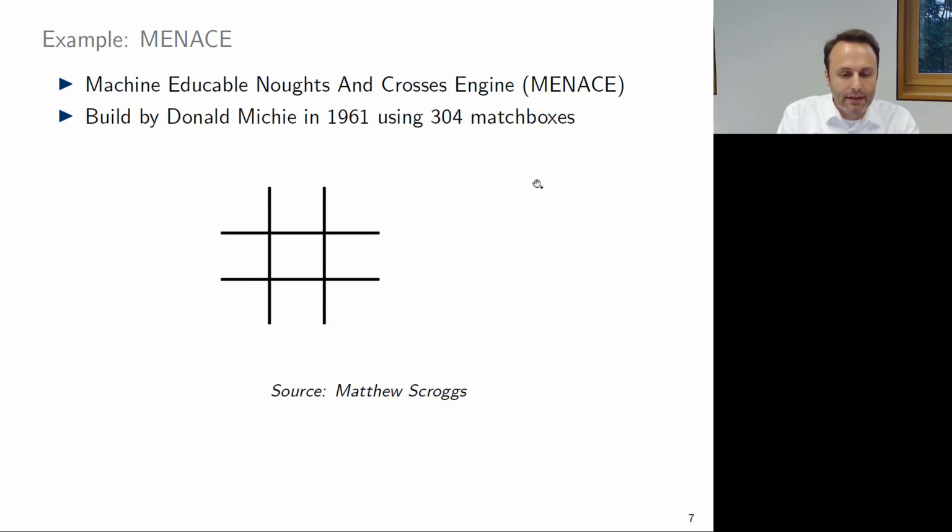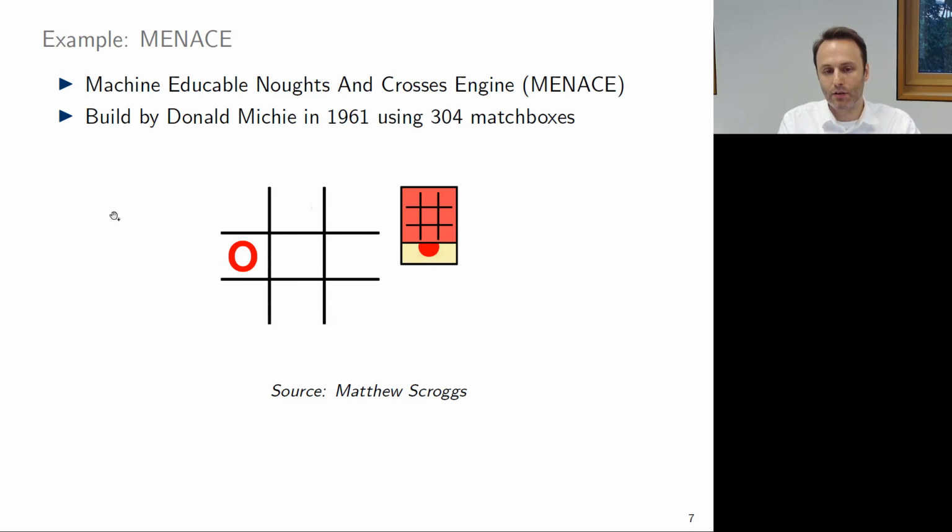Here is the grid of noughts and crosses, and how this works is that you have matchboxes. So you find a matchbox with the empty grid on it, you give it a shake, there is a red bead coming out, and red is code for putting a circle here. So that's MENACE's play, the computer plays here and puts a circle, and all of those beads have different colors, and each color corresponds to a field here in this grid.